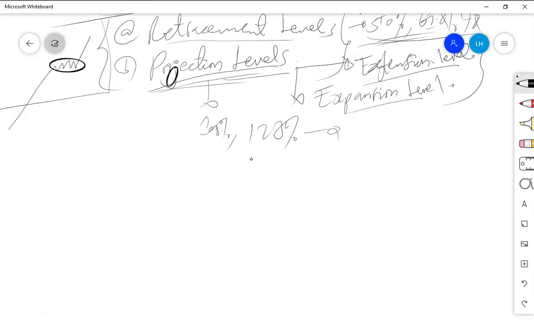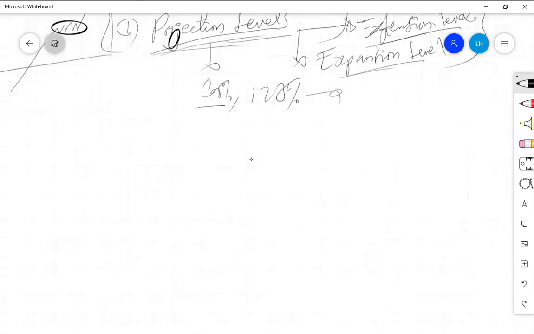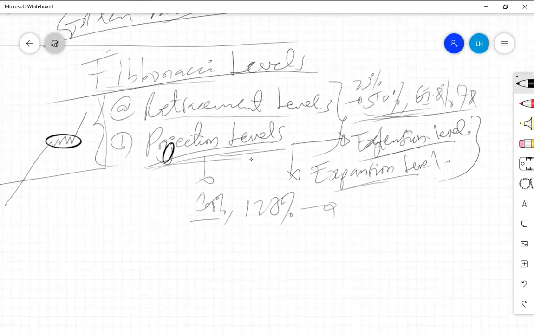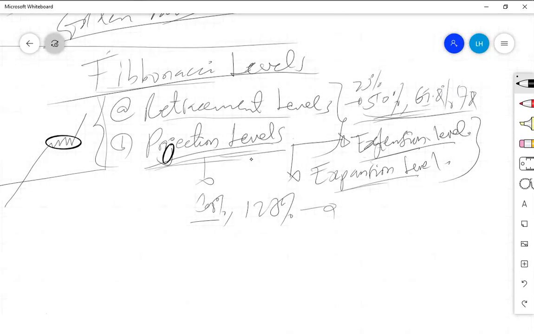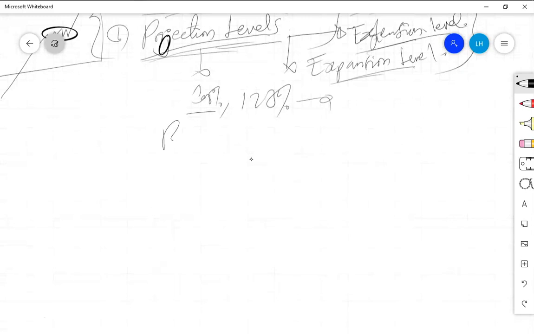We'll see what the extension levels are and what the expansion levels are, because there is a variation between extension levels and expansion levels. So we'll categorize them into specific groups and see whether each one belongs to expansion or extension. So something like that. Now let's start with retracement levels. We are looking at Fibonacci levels, and we have what are called the retracement levels.